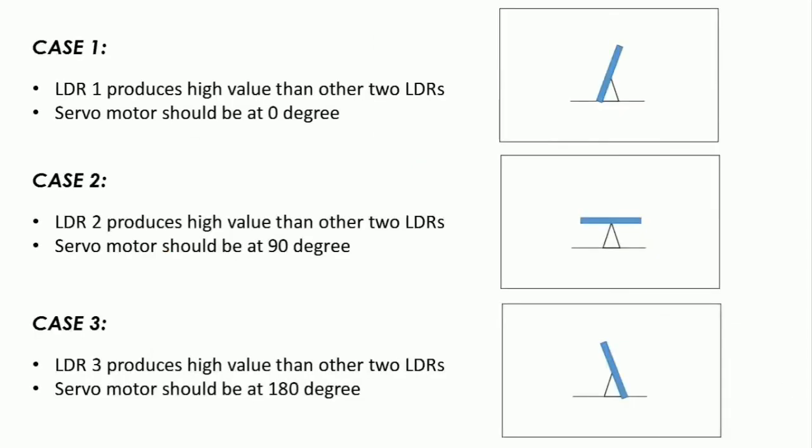So let's summarize our working. In case 1, LDR1 produces a higher value than the other two LDRs, so the servo motor should be at 0 degrees. This is the 0 degree position. In case 2, LDR2 produces a higher value than the other two LDRs, and the servo motor should be at 90 degrees. This is the 90 degree position. And in case 3, LDR3 produces a higher value than the other two, and the servo motor will be at 180 degrees, and this is the 180 degree position.